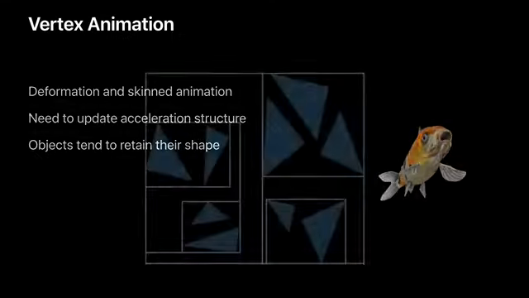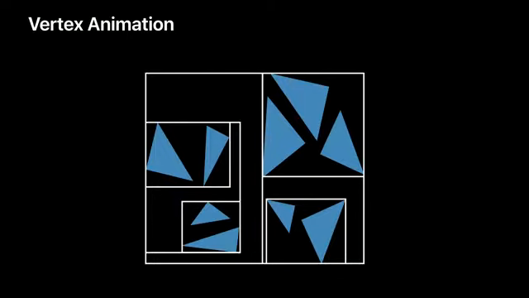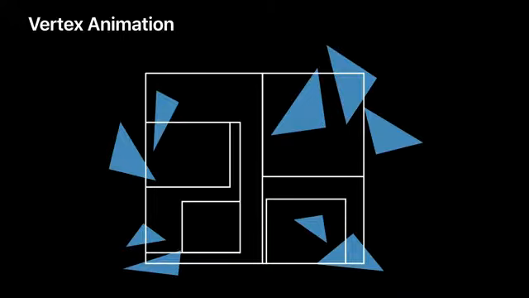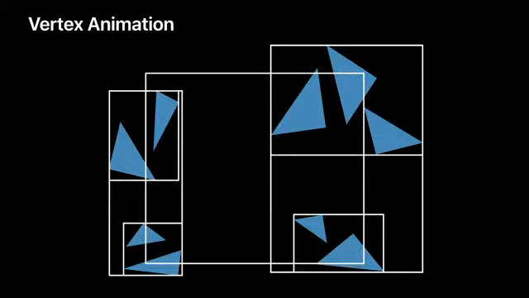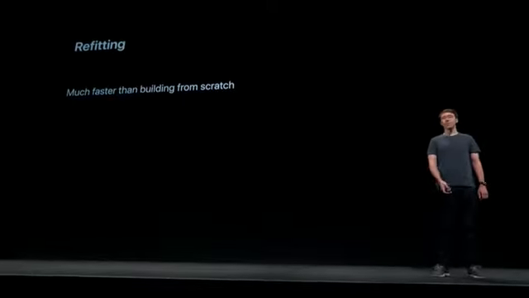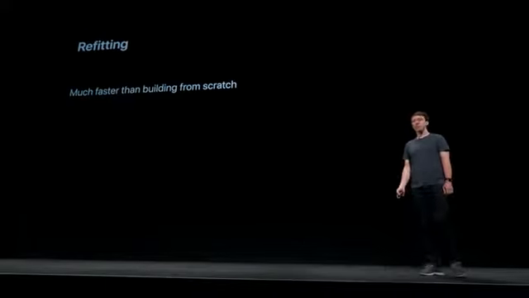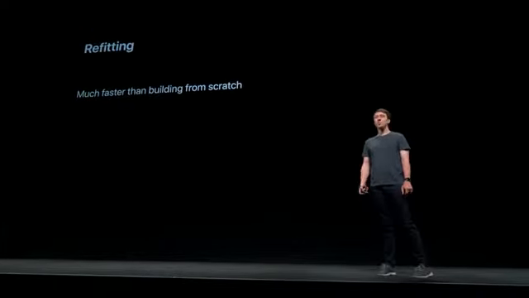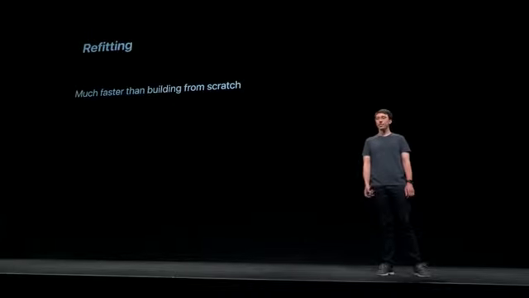Let's look at an example. So here's the acceleration structure we saw earlier. If the triangles move, we can see that the bounding boxes no longer line up with the triangles. But the tree structure itself mostly still makes sense. So rather than rebuild it from scratch, we can simply snap the bounding boxes to the new triangle positions from bottom to top. We call this operation refitting. As we can see, this still results in a valid acceleration structure, but it's much faster than rebuilding from scratch because we can reuse the existing tree.